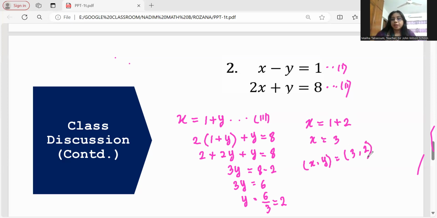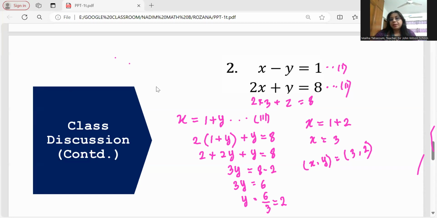So now let's check our answers. For the first equation, if we put x as 3 and y as 2, 3 minus 2 is 1. So the first equation is true. And in the second equation, if we put 3 instead of x, we are getting 2 times 3 plus 2, which is 8. So this equation is also satisfied for both values. So our answer is correct.